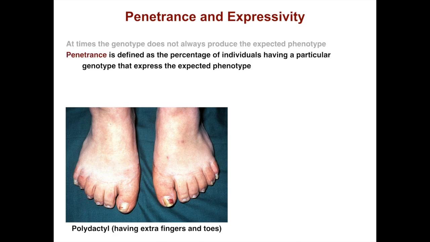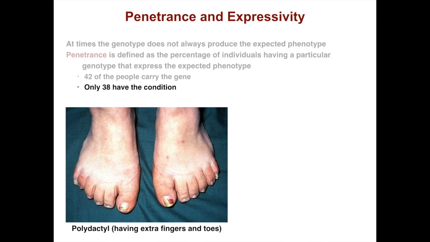Penetrance is defined as the percentage of individuals having a particular genotype that express the expected phenotype. The expected phenotype here is having extra fingers or toes. But it doesn't matter how many. It's just as long as you express some extra fingers or toes, and it doesn't matter how well formed they are or anything like that. Just a little, if you have extra fingers or toes, you are affected. So let's say 42 people carry the gene, 38 have the condition to some degree. The penetrance then is 90%. So it's a very strongly penetrant phenotype.